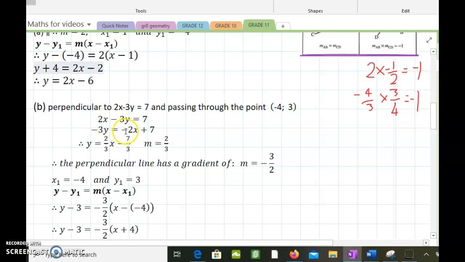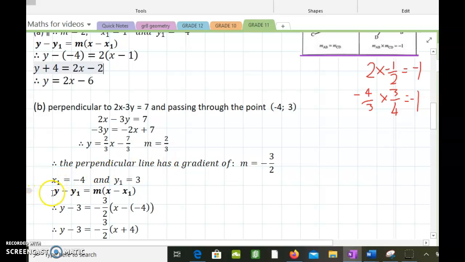Subtract 2x on both sides, so we get minus 3y equals minus 2x plus 7. Divide both sides by negative 3, and we get y = 2/3 x minus, and 7 divided by negative 3 is negative 7 over 3. My gradient of this line is 2/3. Therefore, the gradient of the line which is perpendicular has to be negative 3 over 2. So now I have the gradient, it's negative 3 over 2. And I have a point, (-4; 3).